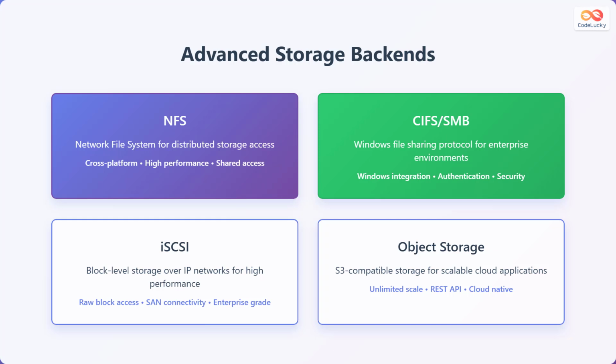Let's see some advanced storage backends. The first is NFS, or Network File System, for distributed storage access, offering cross-platform compatibility, high performance, and shared access. The second is CIFS, or SMB, which is the Windows File Sharing Protocol for enterprise environments, providing Windows integration, authentication, and security. The third is iSCSI, which is block-level storage over IP networks for high performance, offering raw block access, storage area network connectivity, and enterprise-grade features.